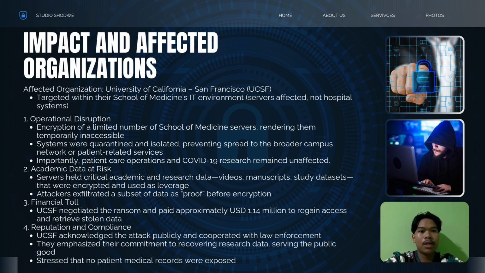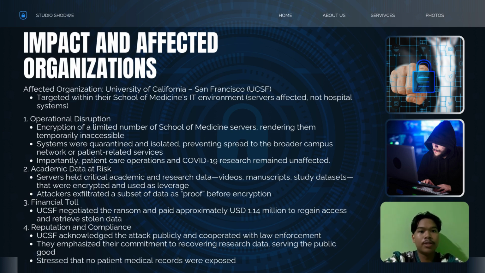Second, we have academic data at risk. The encrypted files included videos, manuscripts, and research datasets. The attacker even stole some of the data first, which they used as proof to pressure UCSF into paying the ransom. Third, we look at the financial toll.